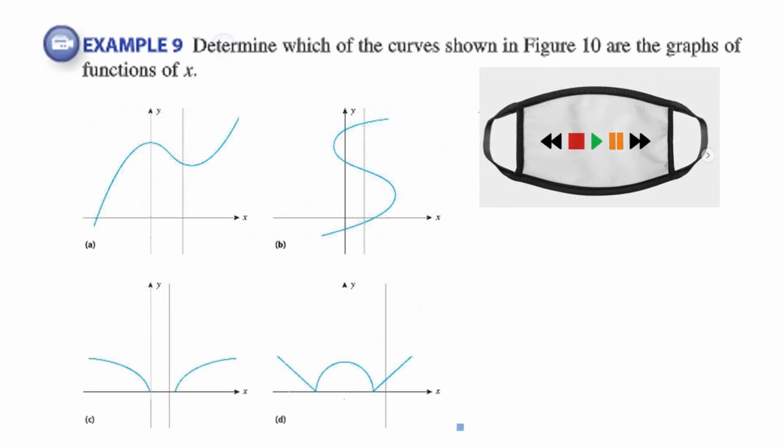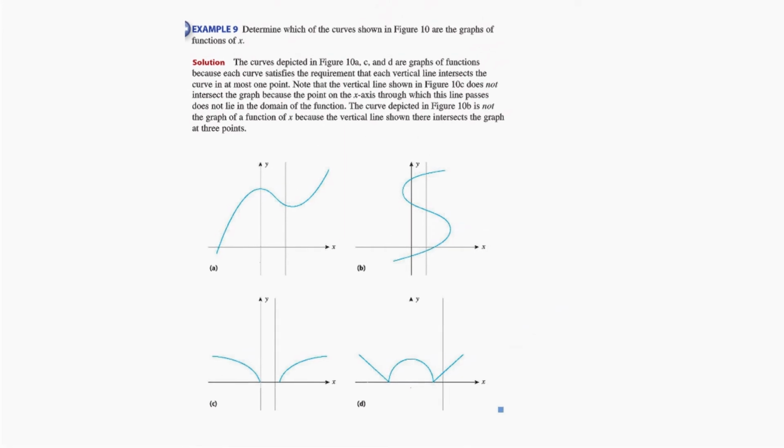So here you're supposed to determine which of these are graphs of functions. You know what to do. Let's see how you did. And the only one that's not a function is b, because this fails the vertical line test.